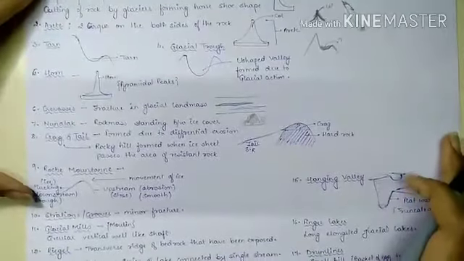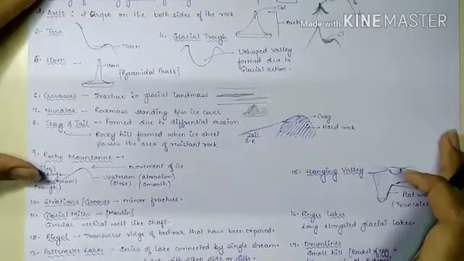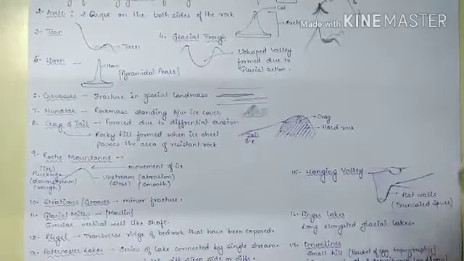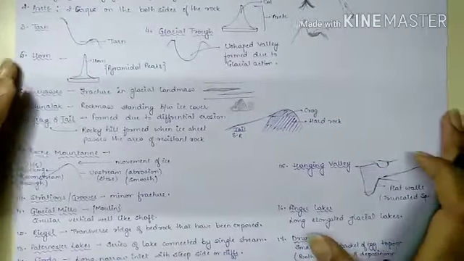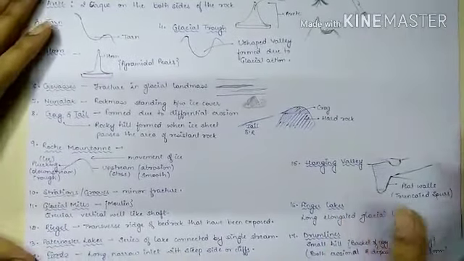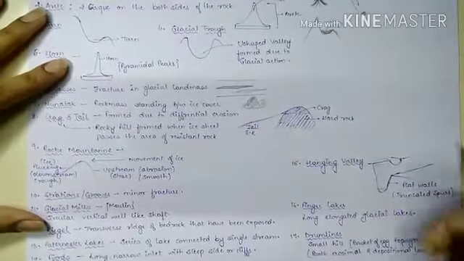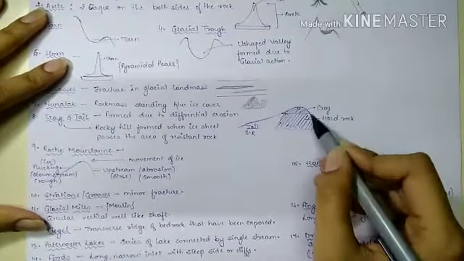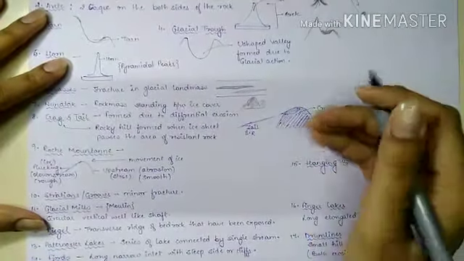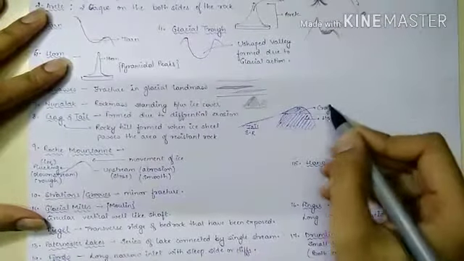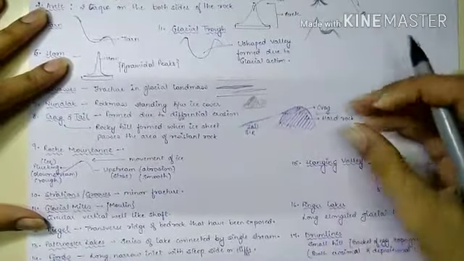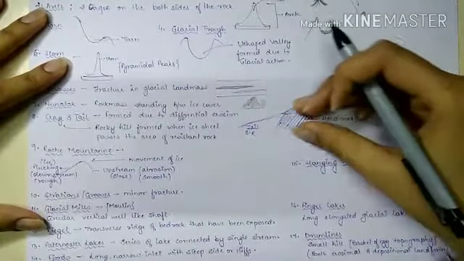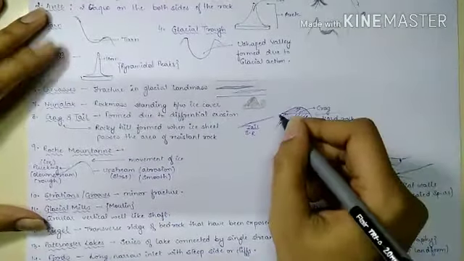Next we have crag and tail. Crag and tail is similar to a roche moutonnee, and it is formed due to differential action. This is the hard rock structure which was invaded by soft rock. The soft rock, due to glacial action in this direction, gets eroded away and gets deposited here.